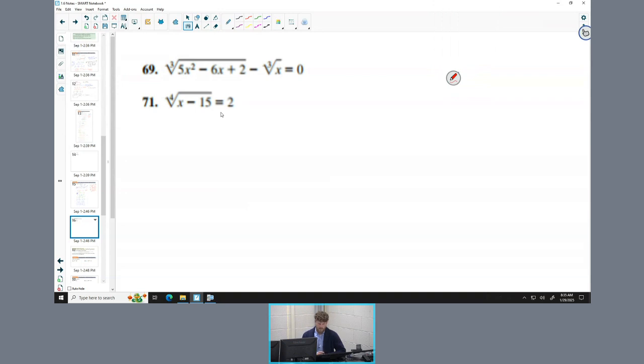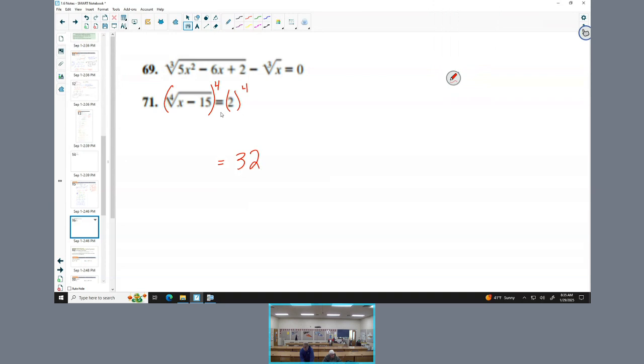So I put both sides to the power of 4. All right, to the 4th power. Yes, sir. And then I simplified, and after that I got 32. 32, yep. And I took the negative 15 with the x on the one side and moved it over with the 32, giving me 47. X equals 47. There you go.